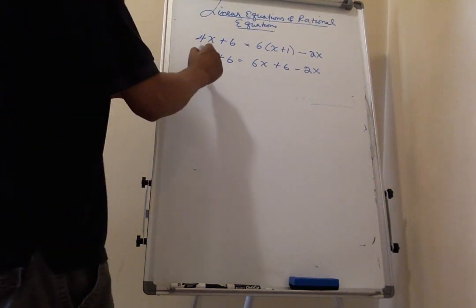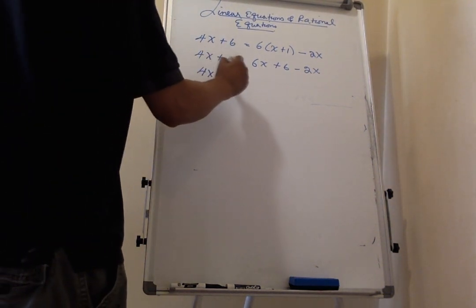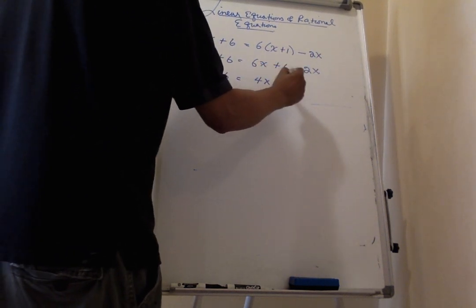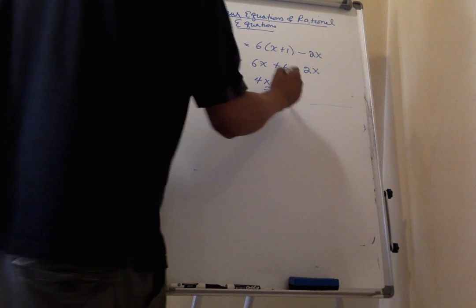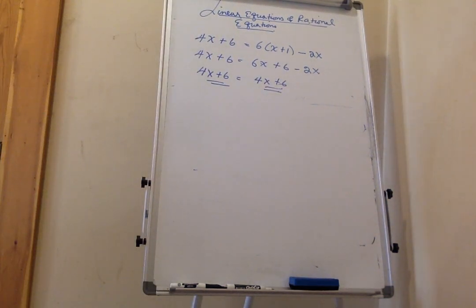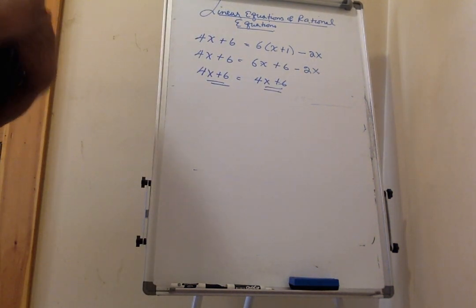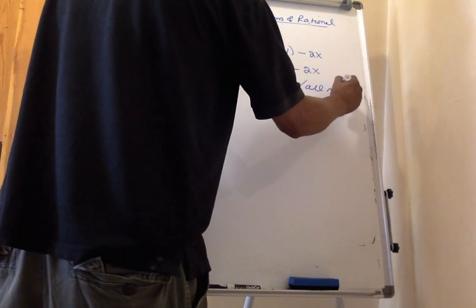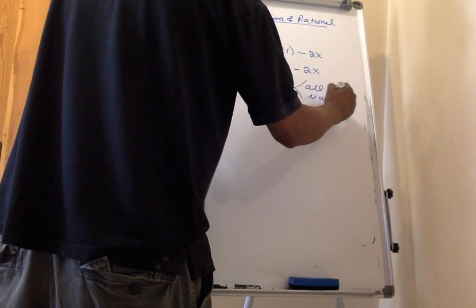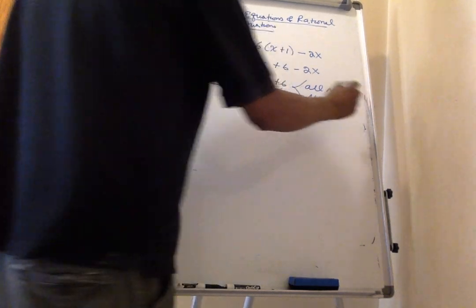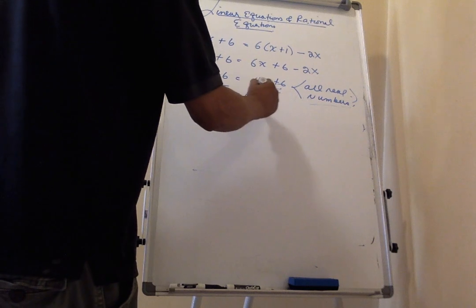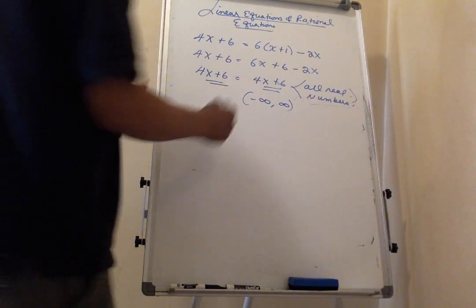Combine like terms, so you end up with what? 6x minus 2x is 4x, plus 6, meaning what? It is the same expression on both sides of the equation. When you see this, then your answer would be what? All real numbers. You can plug in any value of x, and it still can be a solution. Or you can say from negative infinity to infinity.